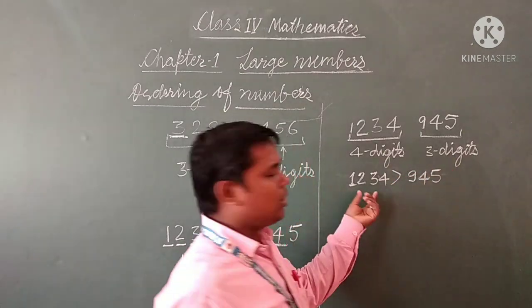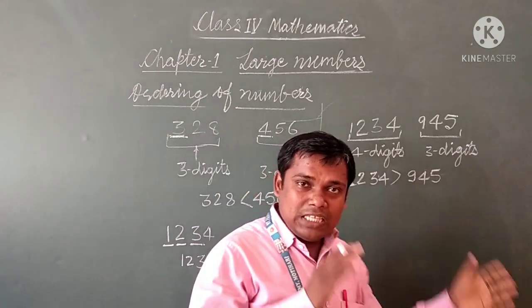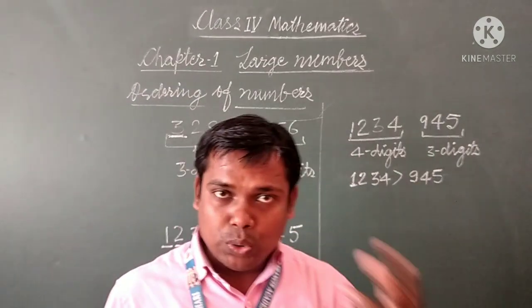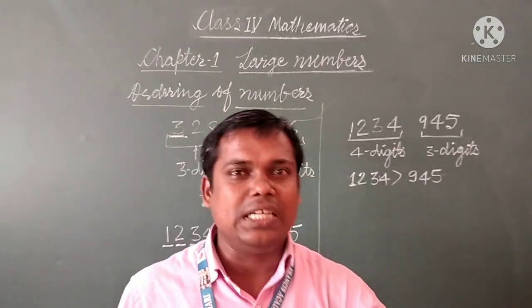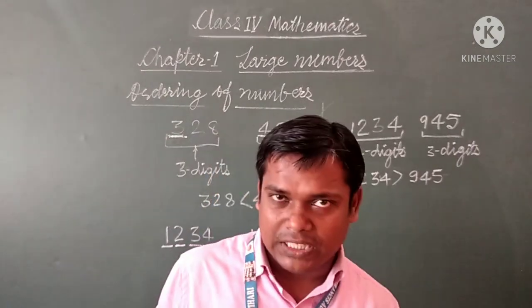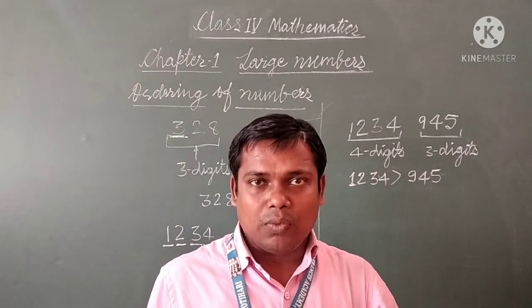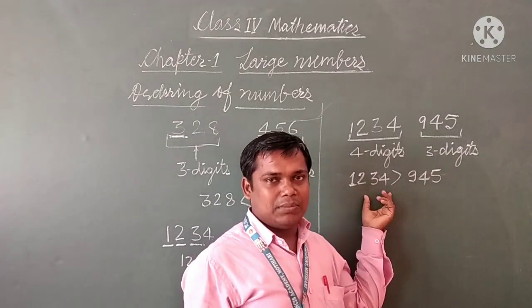Means 1234 is greater than 945. Means if we have two numbers and the number of digits are different in each number, then the number which has more digits will be the greater number.